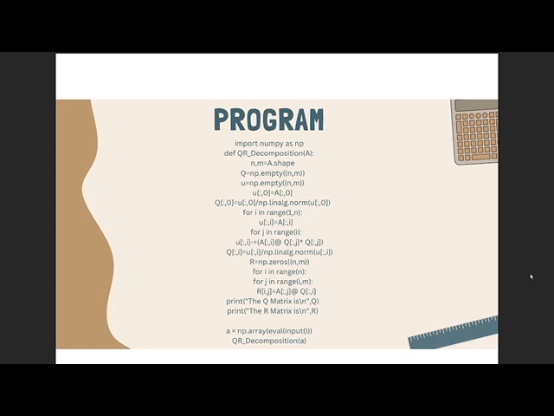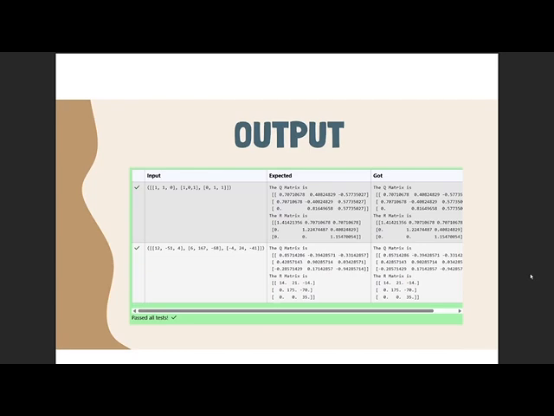You have just seen how QR decomposition works step by step in Python using the Gram-Schmidt process. This method is essential in many computational applications, and knowing how to implement it deepens your understanding of linear algebra. And this is the output of the previous program.